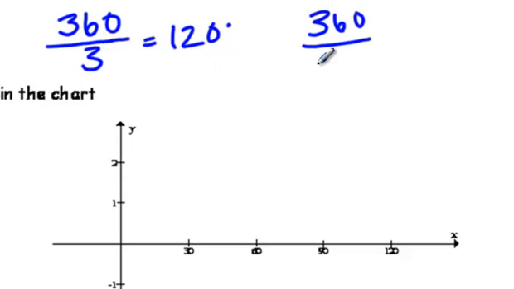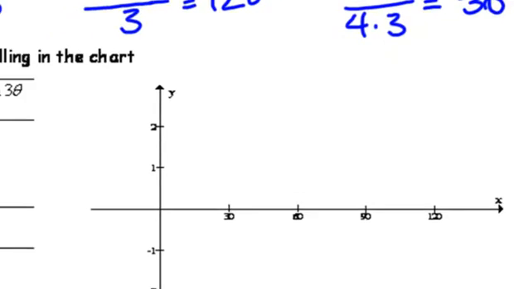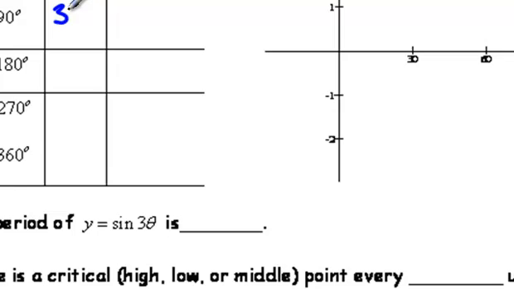To figure out what our high, middle, and low are, our critical points, we're going to take 360 and divide it by 12, and we get 30 degrees. And this is showing you how you get the 30 degrees. So we got 0, 30, 60, 90, and 120.